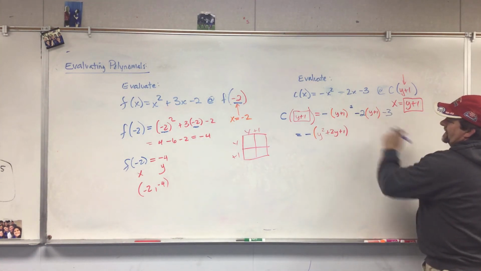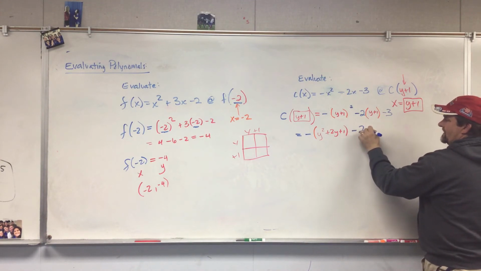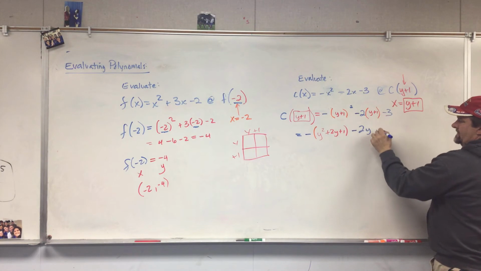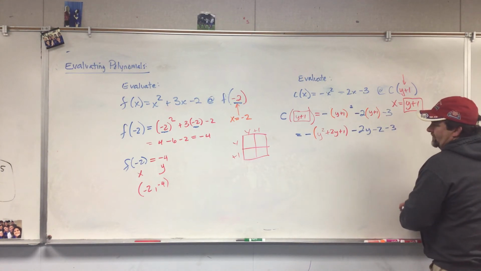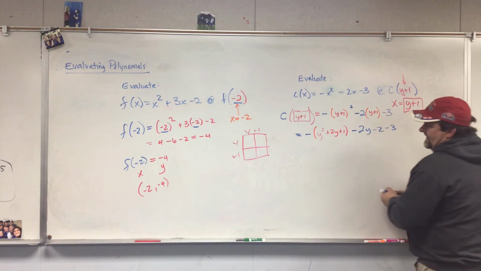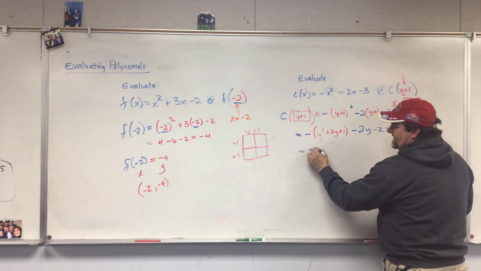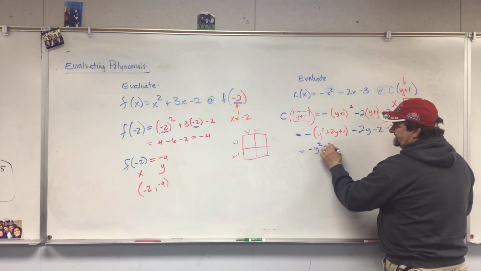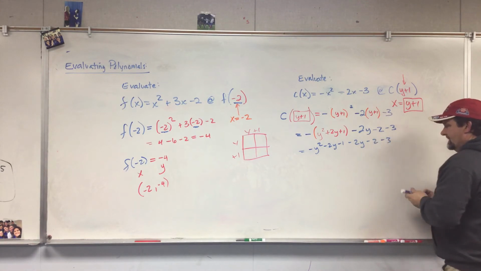All right, so now, this one, we just distribute. Negative 2y, negative 2 times 1, negative 2, minus 3. So now we're just going to clean all this up. We're going to combine like terms after we distribute. So now I got to distribute the negative. So we're going to go negative y squared minus 2y minus 1 minus 2y minus 2 minus 3.